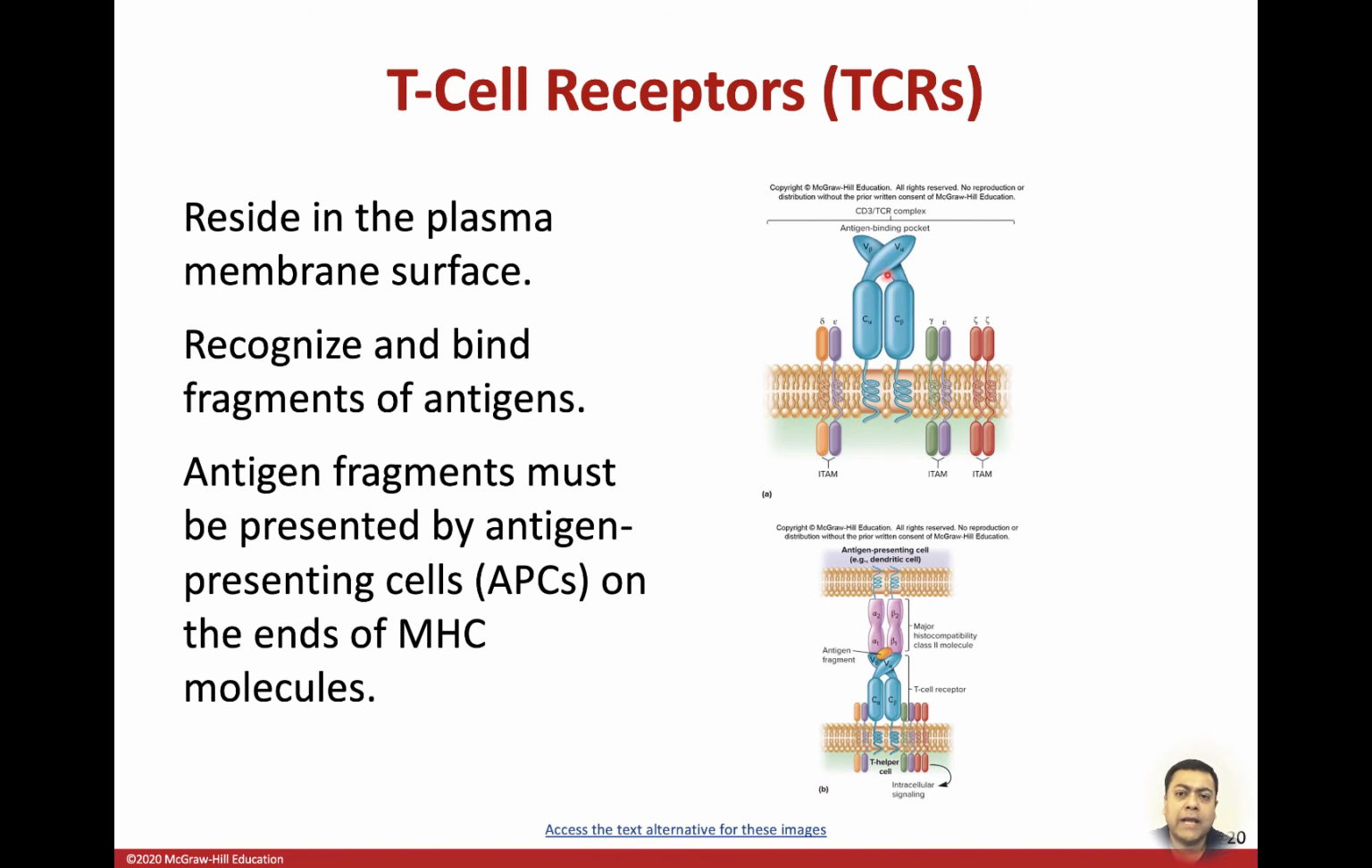In addition to that, the whole T cell receptor needs some additional structures, which are known as ITAMs, the immunoreceptor tyrosine-based activation motifs. These ITAMs are also known as the CD3s. And these are the core receptors, these CD3s, ITAMs.